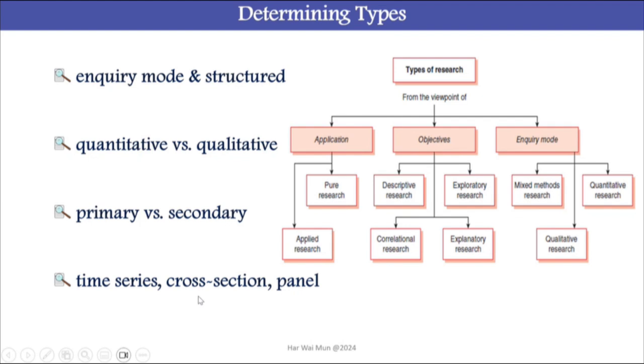Cross section in this case means at one time, but many companies or many countries. For example, you want to take a particular year, 2007 to 2024, but many companies. Usually we'll do either time series or panel data. Cross section is less common, unless you can get something like the happiness index.